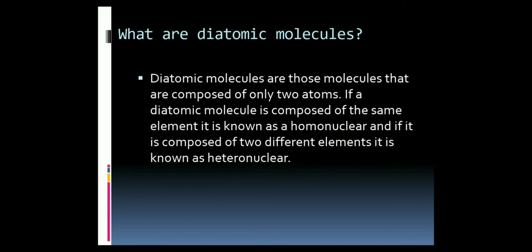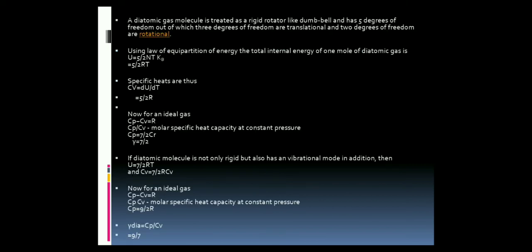Now diatomic molecules. What are diatomic molecules? Diatomic molecules are those molecules that are composed of only two atoms. If a diatomic molecule is composed of the same element, it is known as homonuclear, and if it is composed of two different elements, it is called heteronuclear. A diatomic molecule is treated as a rigid rotator like a dumbbell and has 5 degrees of freedom, out of which 3 degrees of freedom are translational and 2 degrees of freedom are rotational.